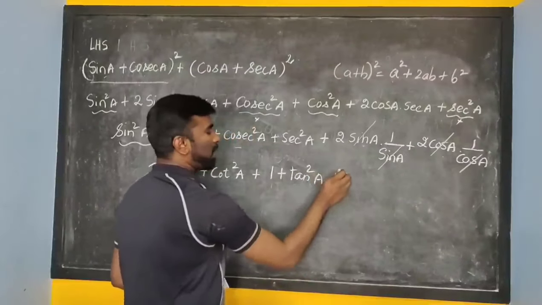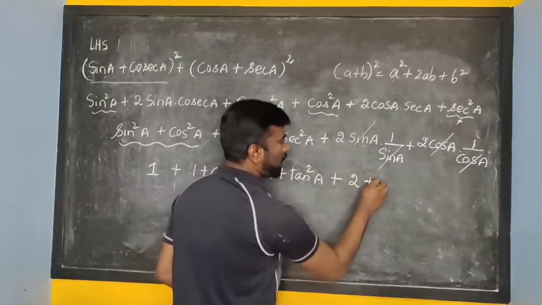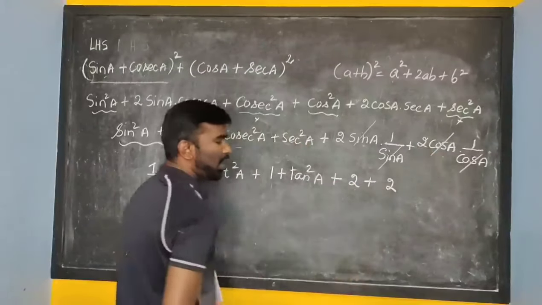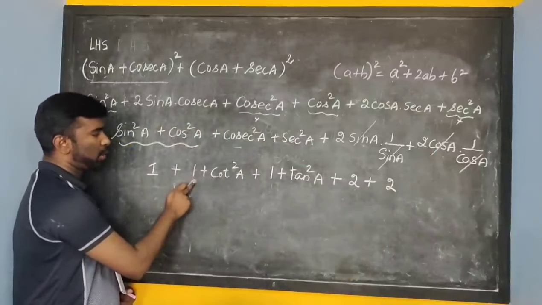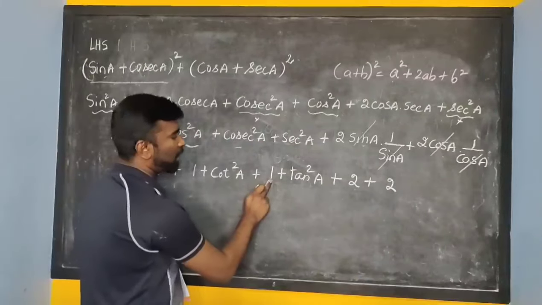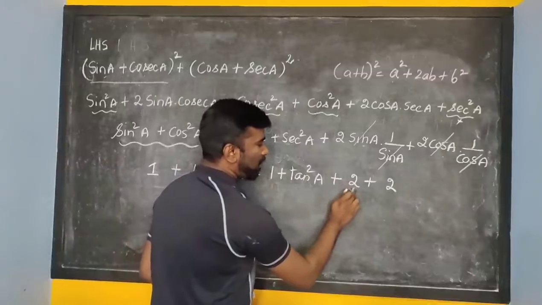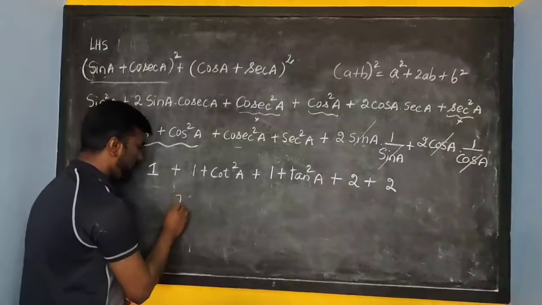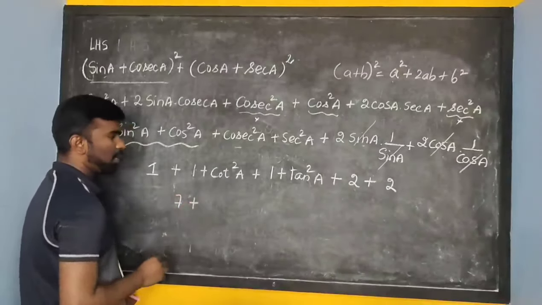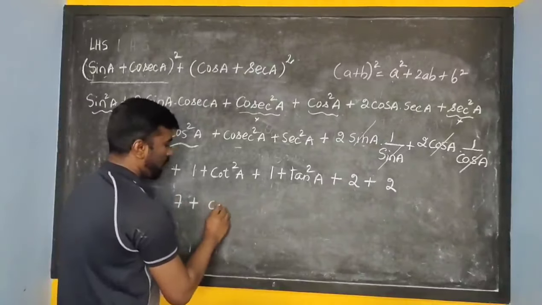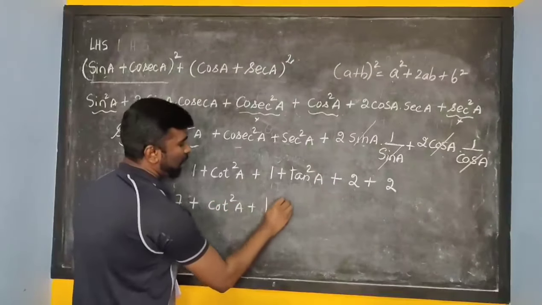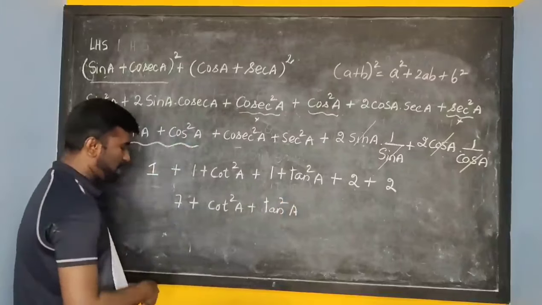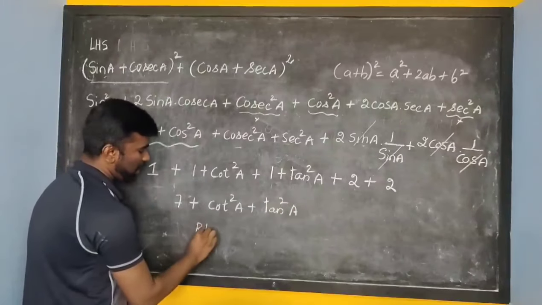Now what is the remaining number here? 2, and here it is 2. Now add the constants. 1 plus 1 is 2. 2 plus 1 is 3. 3 plus 2 is 5. 5 plus 2 is 7. Plus, what are the remaining terms? Cot square A plus tan square A, which is equal to the RHS.